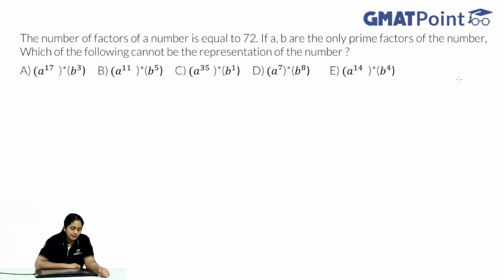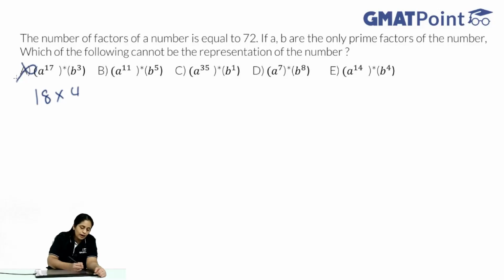Let's consider the first case. So a raised to 17 into b raised to 3. In this case, what would be the number of factors? The number of factors would be 17 plus 1, so that is 18, into 3 plus 1, that is 4. 18 into 4 is 72. So the number of factors will be equal to 72. So A would not be incorrect as such.